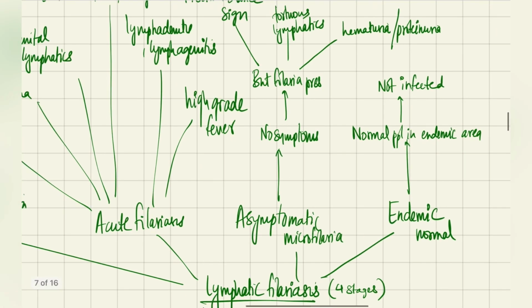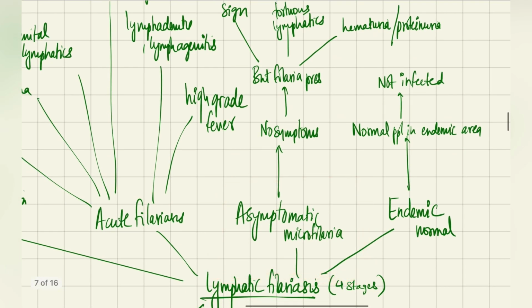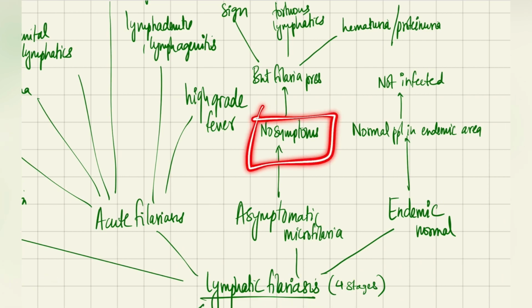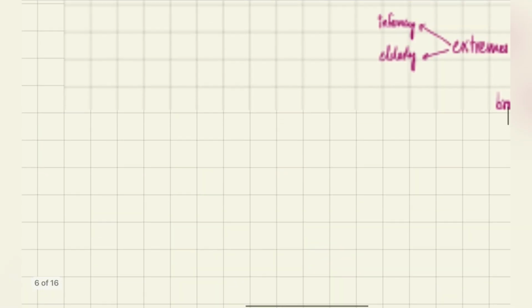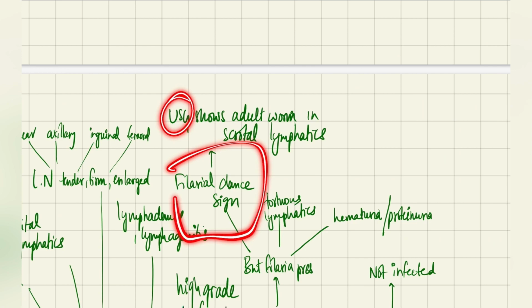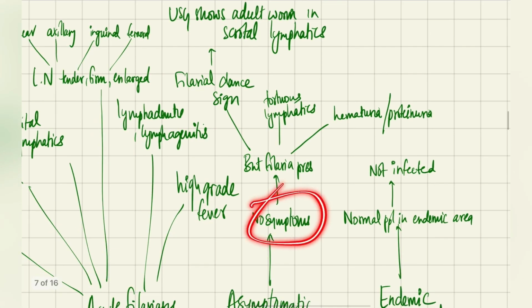Okay, next we have asymptomatic microfilaria, which basically means there are no symptoms shown by the affected individual, but the filaria are still present in their body. Okay, so basically they can manifest as hematuria or proteinuria, or there can be tortuous lymphatics, or under USG we can observe the filarial dance sign, but main symptoms have not yet appeared.